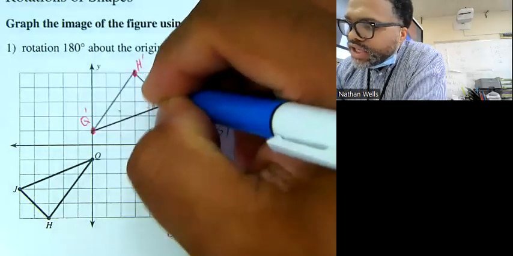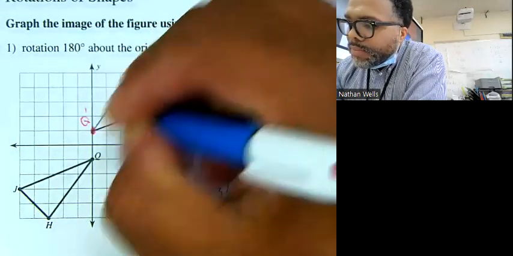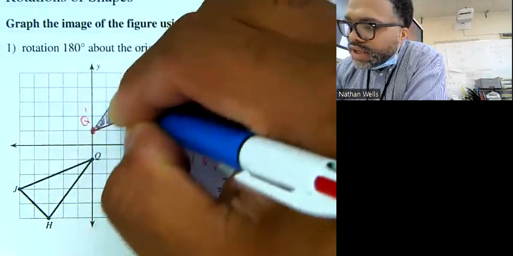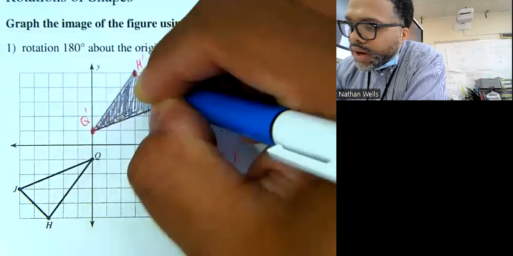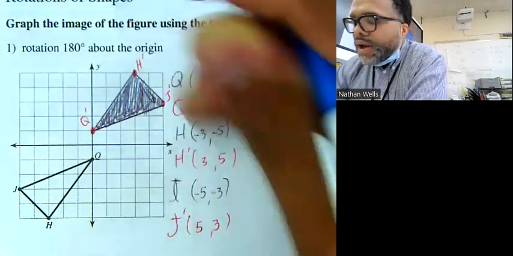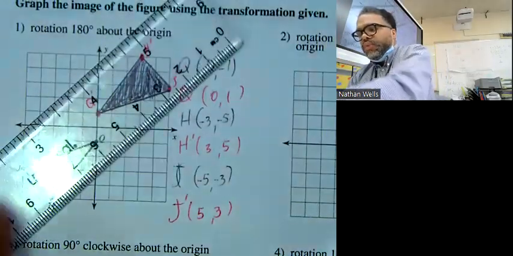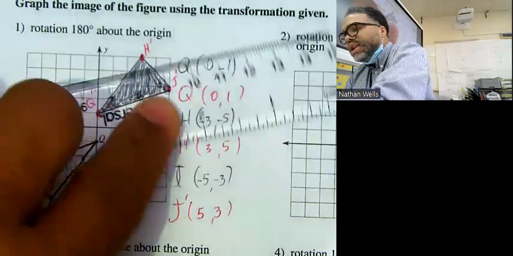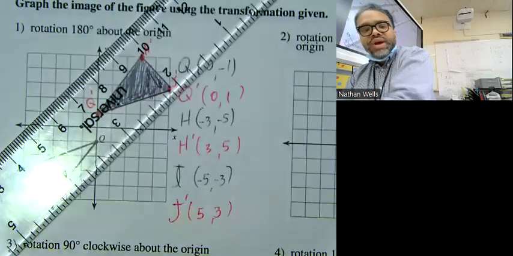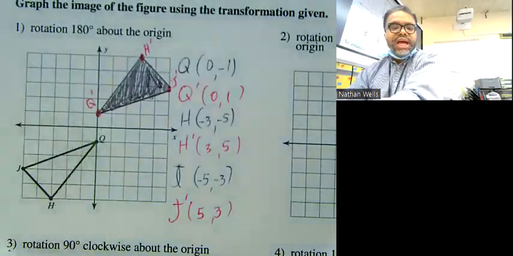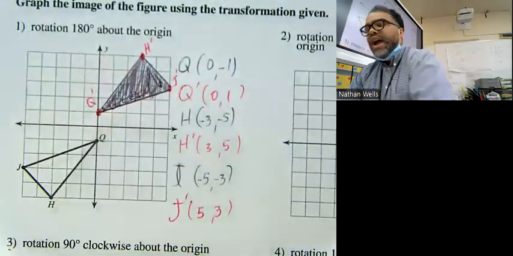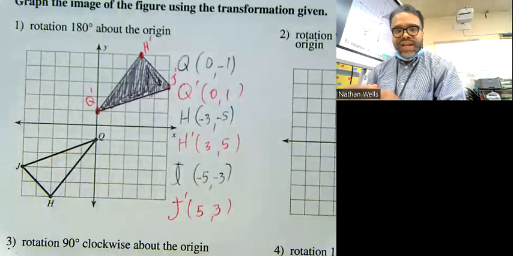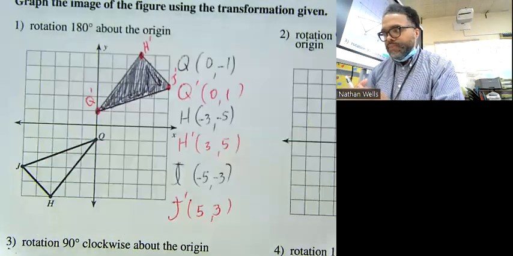And I shade mine in so that you can see it better. You don't have to do this. This is not a requirement. It's just something I like to do from a teaching standpoint, just so that you could see it better. So what we did, we took the original and we rotated it 90 degrees and then another 90 degrees. 90 plus 90 is 180. So that's what that would look like. This is my prime image located from its original position, 180 degrees around the origin.